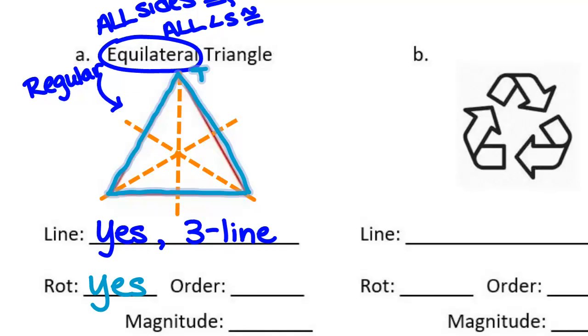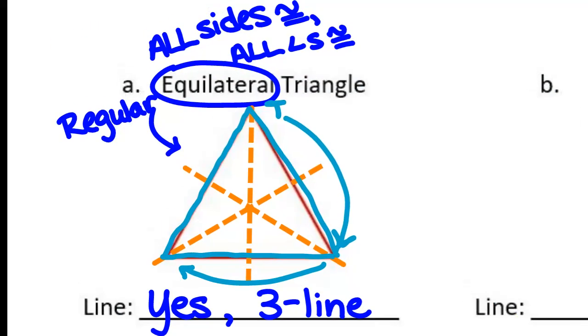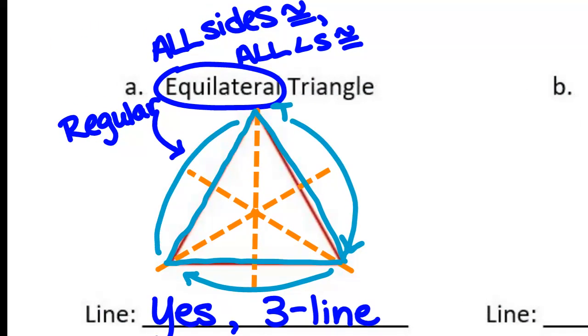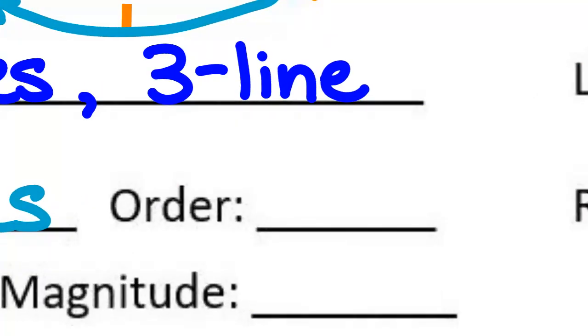Every time it matched up with itself, I had to stop. So when I went here, it matched up. So that would be 1. And then when my T got over to this corner, I had to stop again. So that would be 2. And then we got back to where we started. So that was 3. So we have order 3, or threefold.